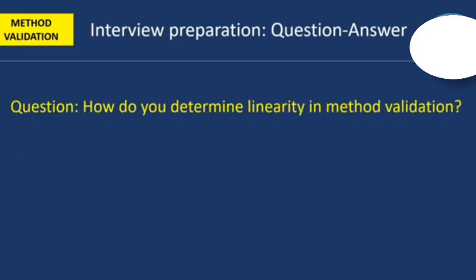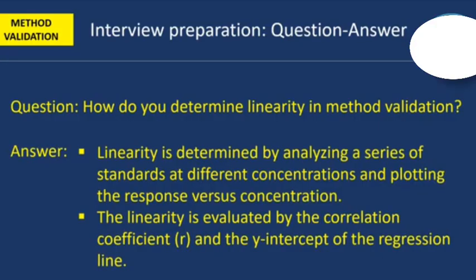Next question. How do you determine linearity in method validation? So the answer is, linearity is determined by analyzing a series of standards at different concentrations and plotting the graph of response versus concentration. The linearity is evaluated by the correlation coefficient R and the y-intercept of the regression line.